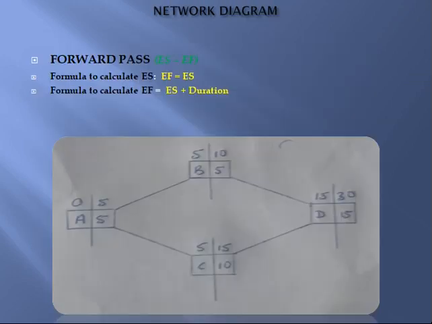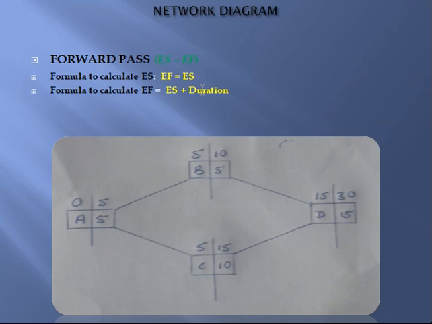Now this is for the forward pass. The forward pass is also referred to as the early start and early finish, which is ES and EF. To calculate the early start, the formula is early finish equals what? Early start. Then to calculate the early finish, early finish equals early start plus what? Duration. As we move on, you get to understand how to apply these formulas.